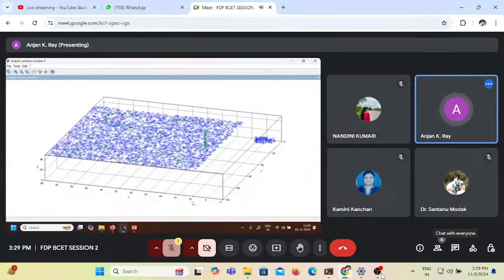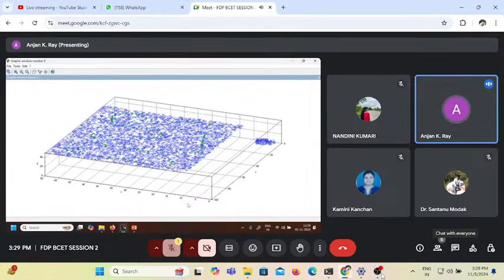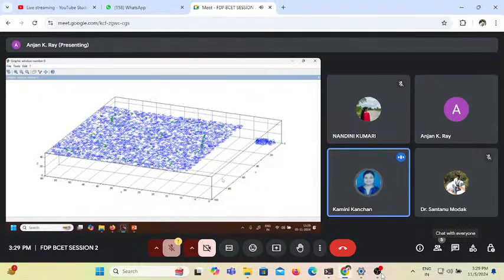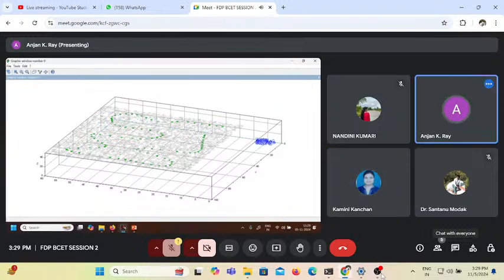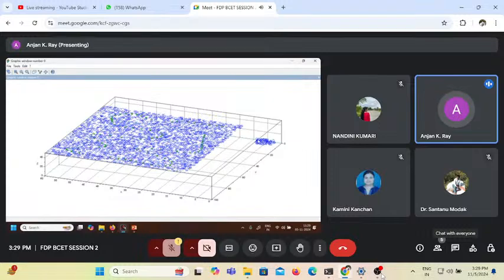I'm not sure whether the green dots are visible or not, but is it visible? Yes, sir. The blue dots are visible. And green, yes, you see here green. Yes, the green dots are also visible. So green dots are basically the neurons that actually came from this initial space to this desired workspace.